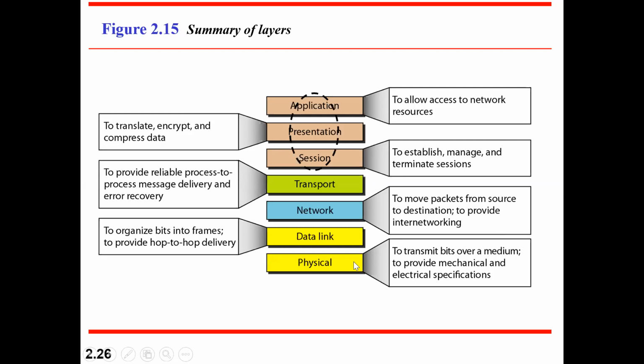If we are going from the topmost layer, the topmost layer is application, sorry, layer 7 is the application layer. It will allow access to the network resources.